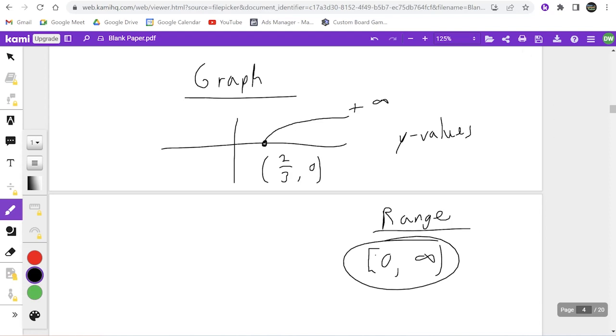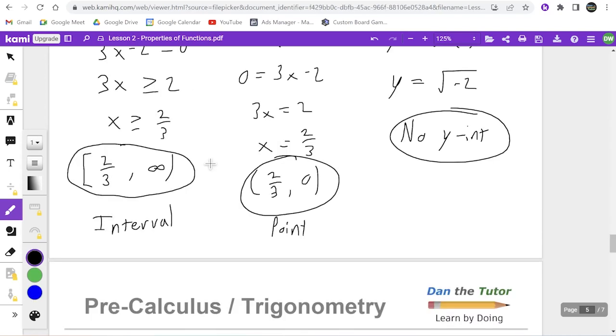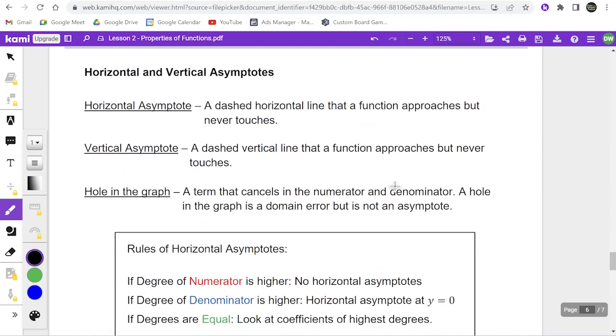Okay, so that's it for the first properties of functions. Now we're going to talk about the last part, horizontal and vertical asymptotes. You may wonder, how on earth am I going to finish this in 15 minutes? I have my ways. I have my ways.